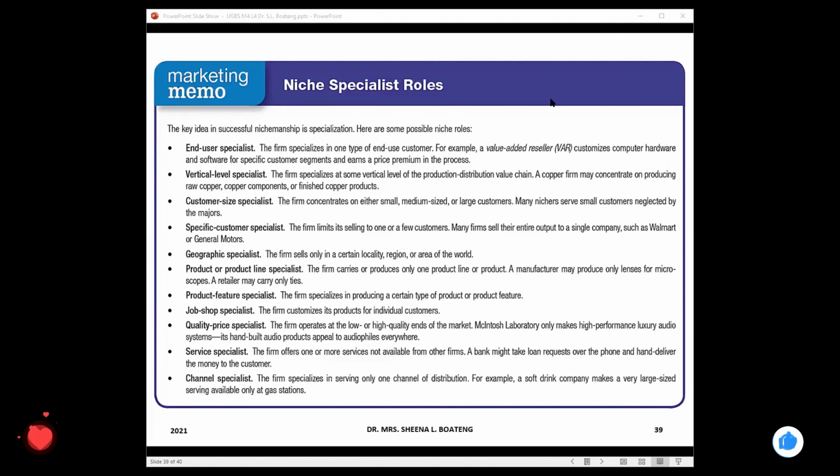And this is where a firm carries or produces only one product line or product. So they do not worry themselves about expanding into multiple products or diversifying into anything else. They just focus on one thing or one product. And that is what they produce consistently over time. Richmond, please go ahead.